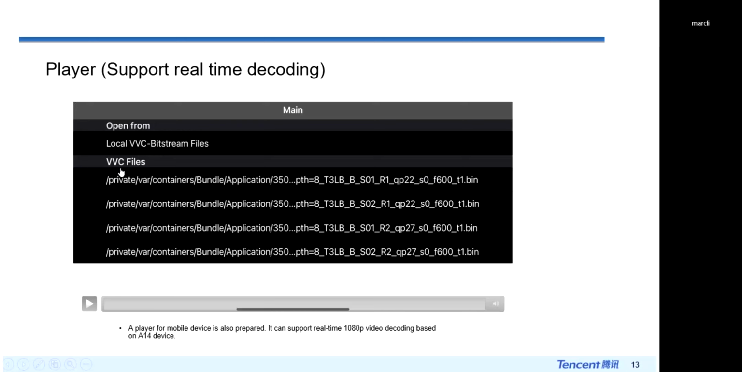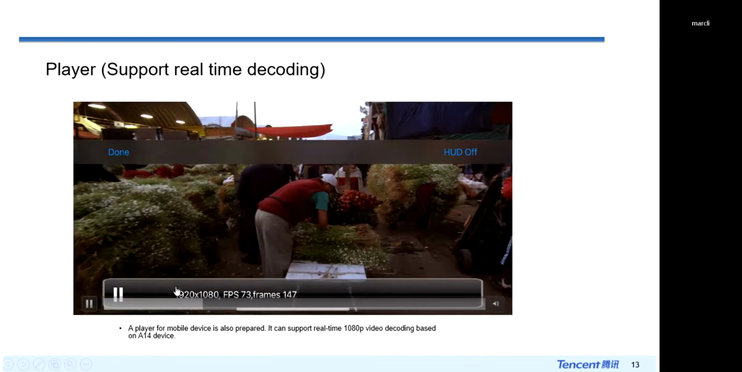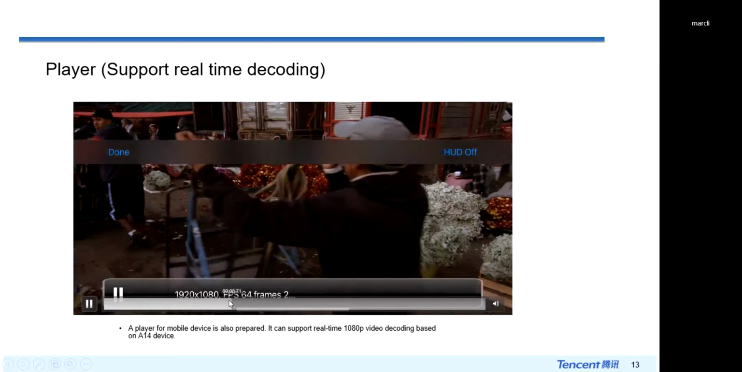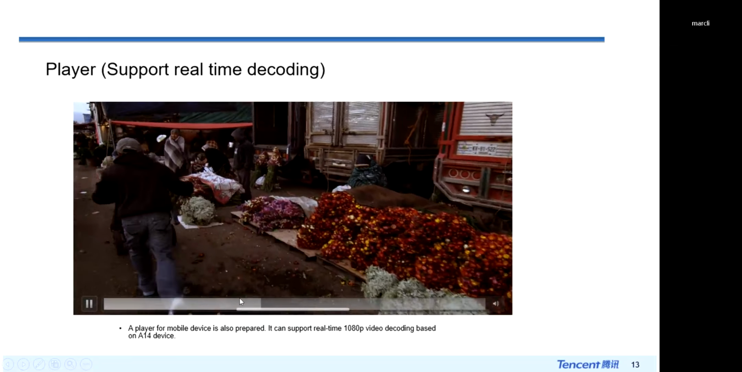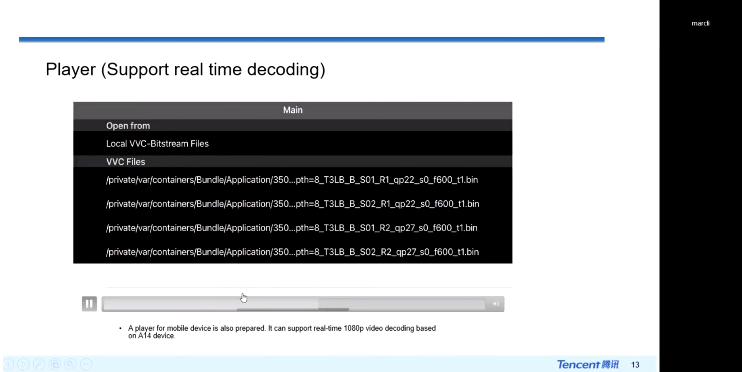Then we can see there is a player that can support real-time decoding. It is based on our decoder. You can see when decoding a 1080p bitstream, the FPS is much higher than 30 FPS when using two-thread decoding.